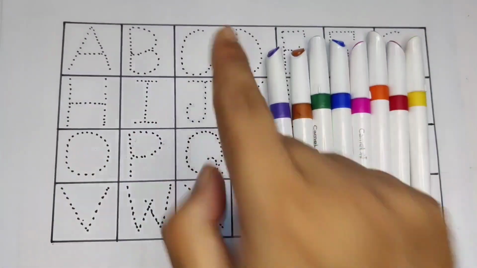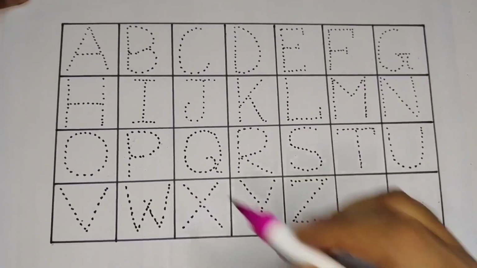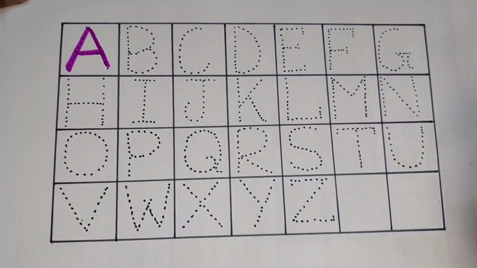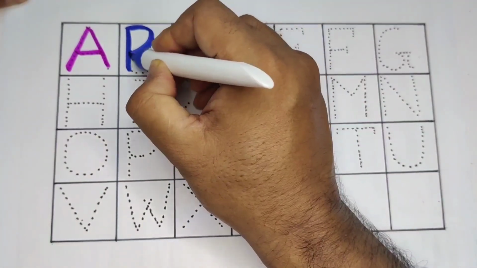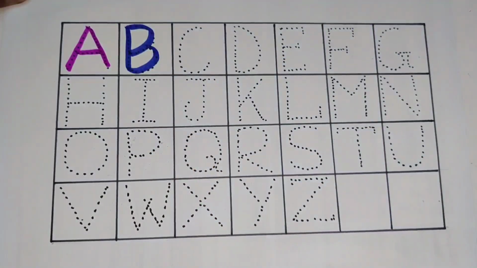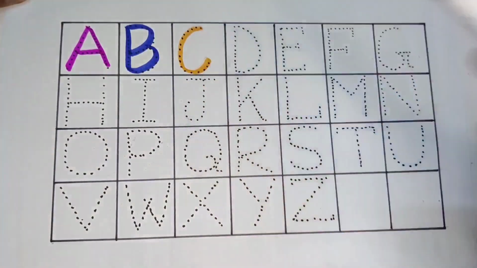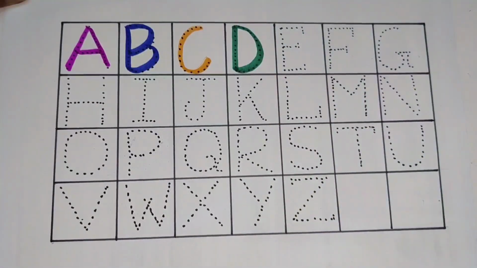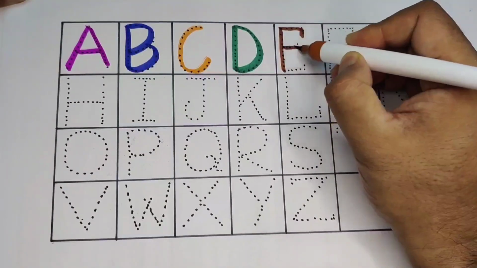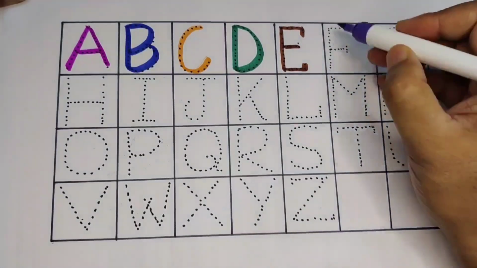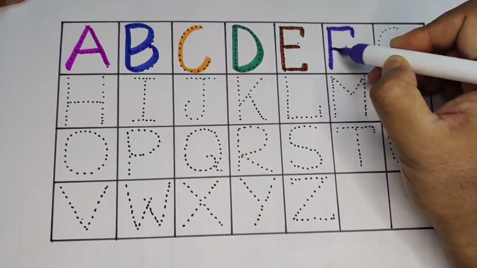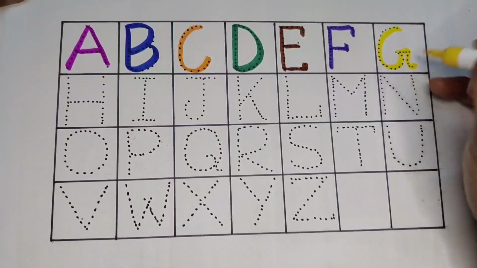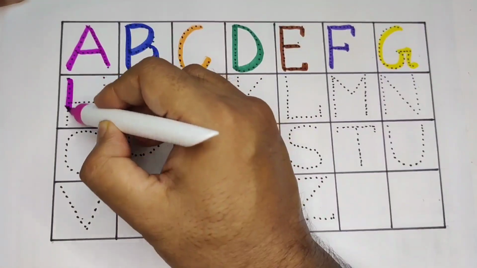Now let's learn the alphabets. ABCD. A, B, C, D, E, F, G, H.